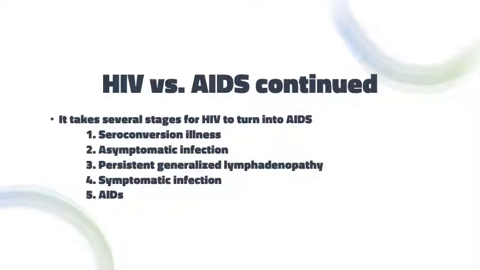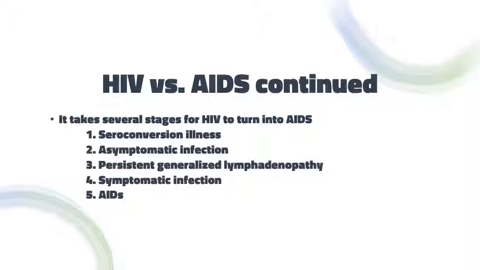So it takes several stages for HIV to turn into AIDS. These include 5 different stages, starting off with seroconversion illness, asymptomatic infection, persistent generalized lymphadenopathy, symptomatic infection, and then AIDS. And I'm about to cover all of those right now. So seroconversion illness occurs 1 to 6 weeks after acquiring the HIV infection, and the feeling is usually similar to flu-like symptoms.